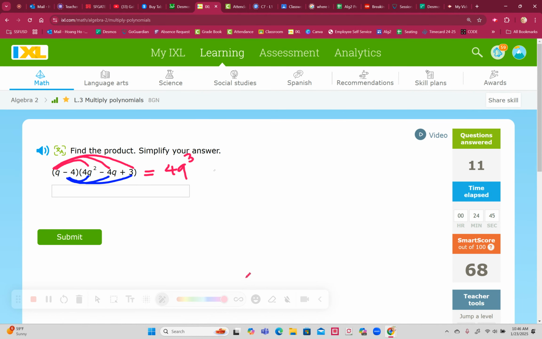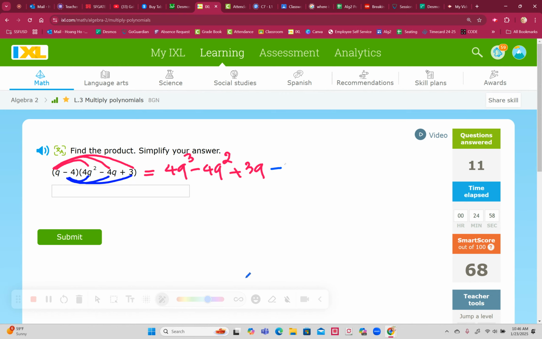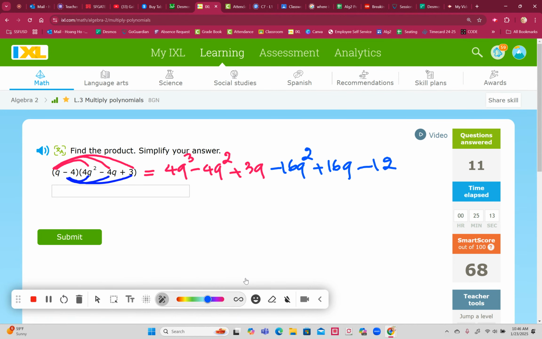q times negative 4q becomes negative 4q squared. q times 3 is 3q. Alright? So now I multiply negative 4 with 4q squared, becomes negative 16q squared. Negative 4 times negative 4q, that's positive 16q. And then negative 4 times 3, negative 12. Alright? Now combine like terms.